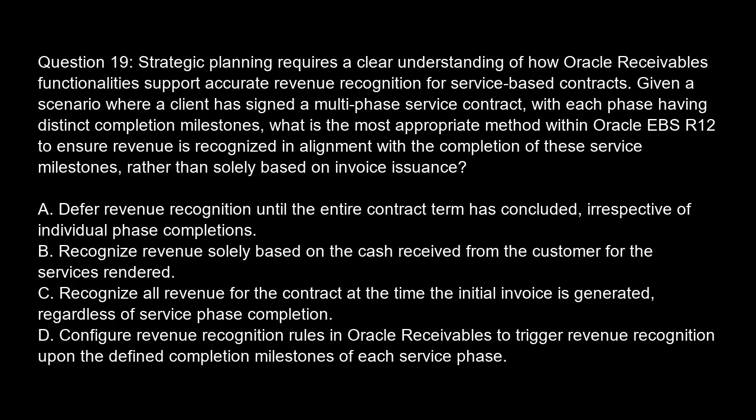Option A. Defer revenue recognition until the entire contract term has concluded, irrespective of individual phase completions. Option B. Recognize revenue solely based on the cash received from the customer for the services rendered. Option C. Recognize all revenue for the contract at the time the initial invoice is generated, regardless of service phase completion. Option D. Configure revenue recognition rules in Oracle Receivables to trigger revenue recognition upon the defined completion milestones of each service phase.